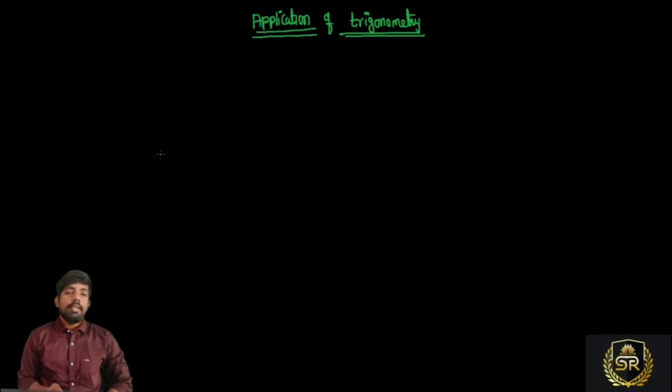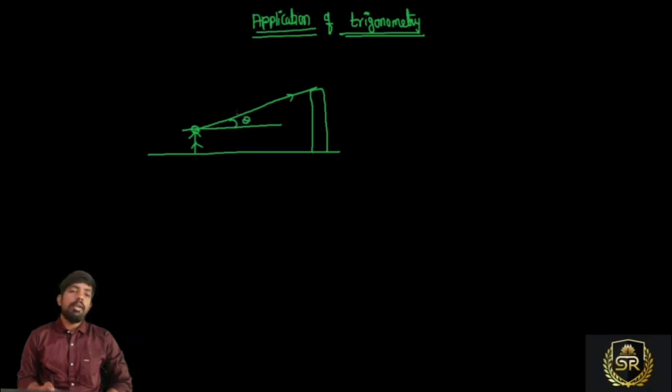Now let us consider a person standing here, and we have a building here. Let us consider this a building. The person is staring at the top of the building, then this angle we call the angle of elevation.